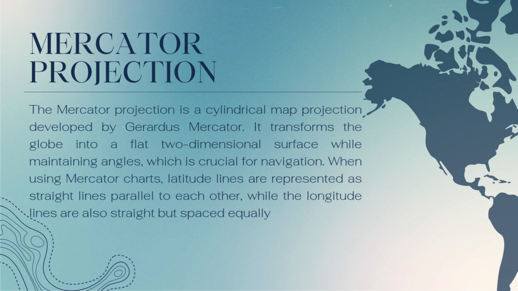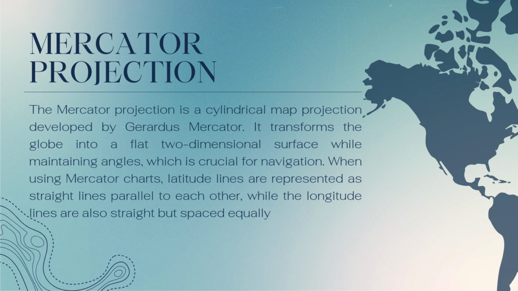On a Mercator chart, latitude lines are shown as straight and parallel, which isn't how they appear on the actual globe. Longitude lines are also straight and equally spaced. This is quite different from a globe, where they get closer together near the poles. These setups make direction easier to follow because all angles are preserved, even though distances get stretched more as you move away from the equator.